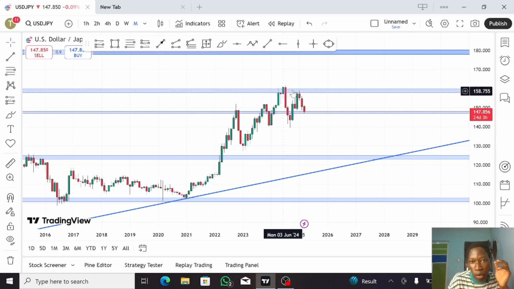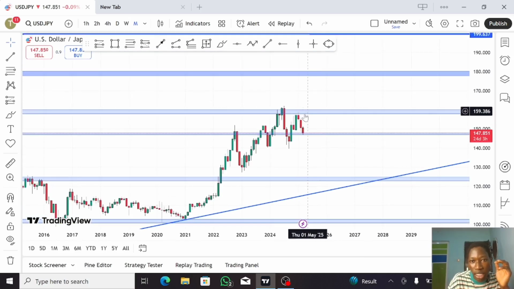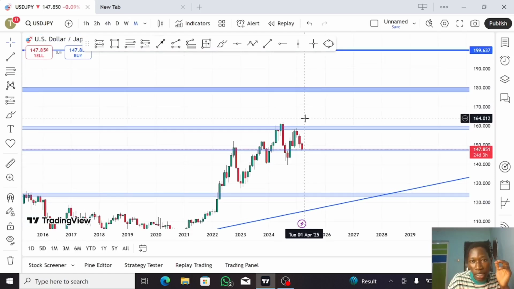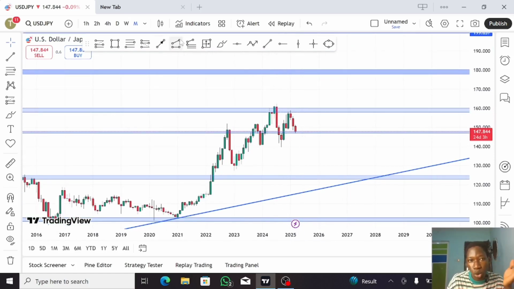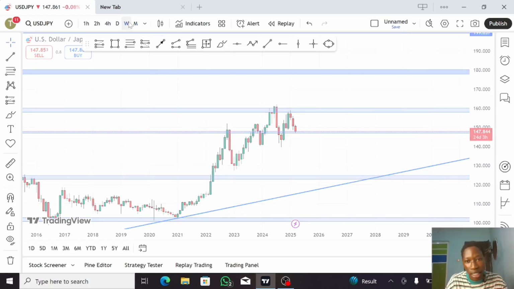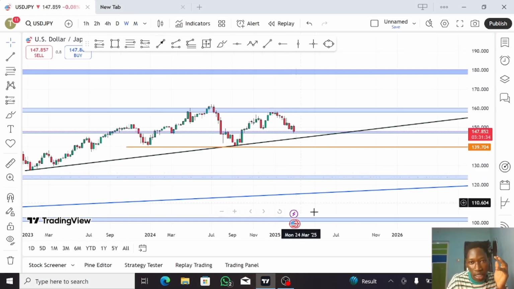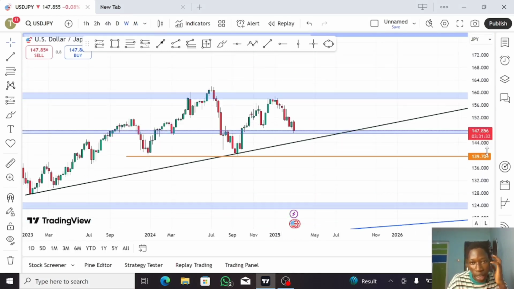This is not the level we are trying to break. If it breaks this level, that's in the future time, the market is coming down to this particular level. But what is currently happening, if you scale down to the weekly and the daily time frame, you see that the current trend of this market is actually coming down.